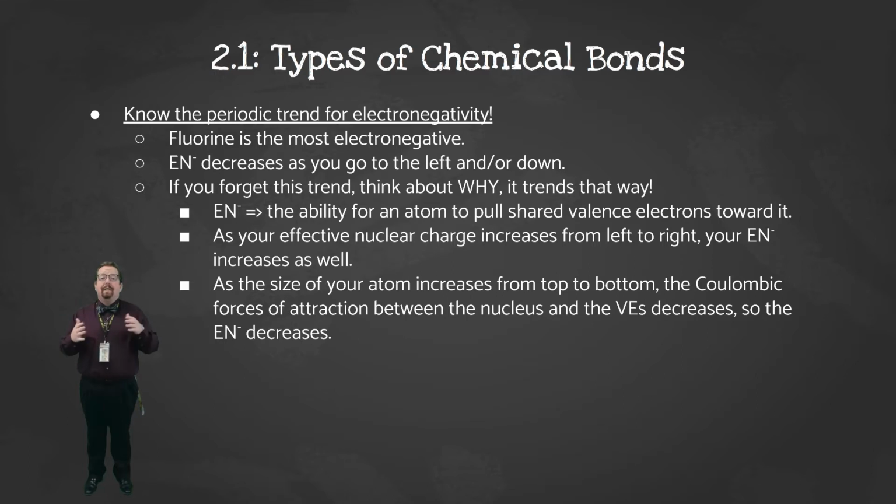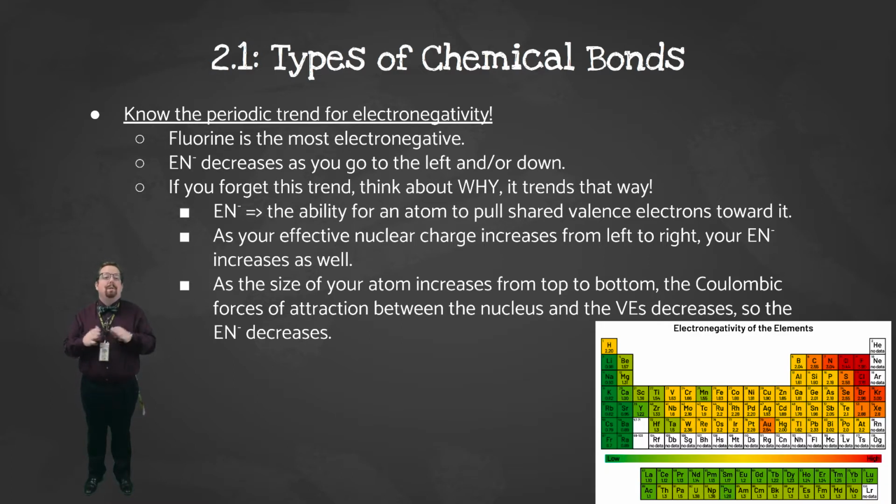In order to really understand the different types of bonds, you must know the periodic trend for electronegativity. Fluorine is the most electronegative element. From there, electronegativity decreases as you go down a column or towards the left in a row. It's important to not just memorize this trend, but understand why electronegativity trends this way. Electronegativity is the ability of an atom to pull shared valence electrons toward it. A higher electronegativity means that it can pull harder on these shared electrons.